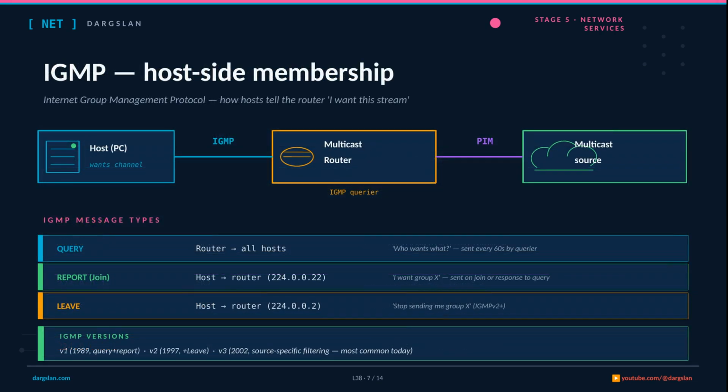So how does a host actually tell the network it wants one of those streams? That's the job of IGMP, the Internet Group Management Protocol. It runs between hosts and their local multicast router, the one we call the IGMP querier. And it really only has 3 conversations. The query periodically asks who wants what. Hosts reply with a report to join a group, and from version 2 onward, they can send a leave to opt out cleanly. Version 3 is what you'll see most often today because it lets a host filter by source, not just give me group X, but give me group X from this specific sender.